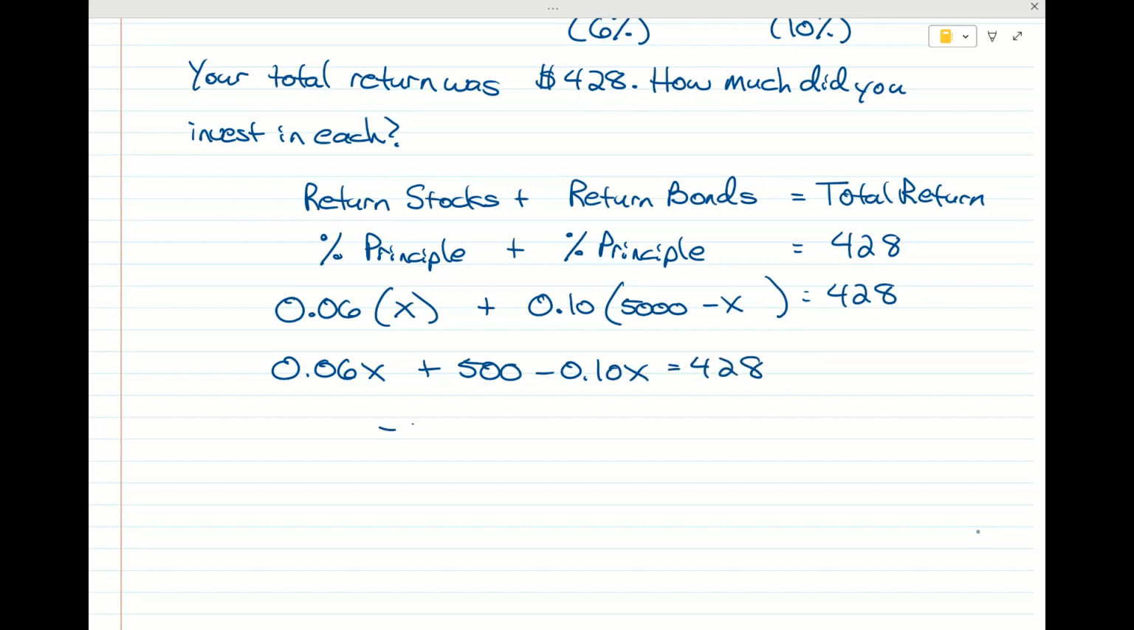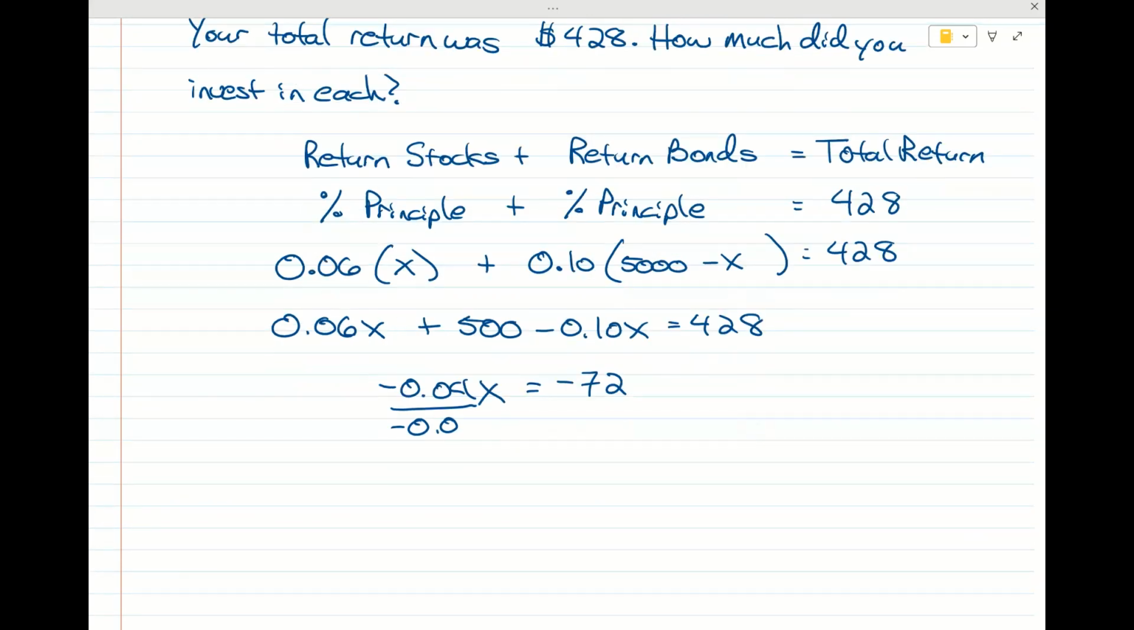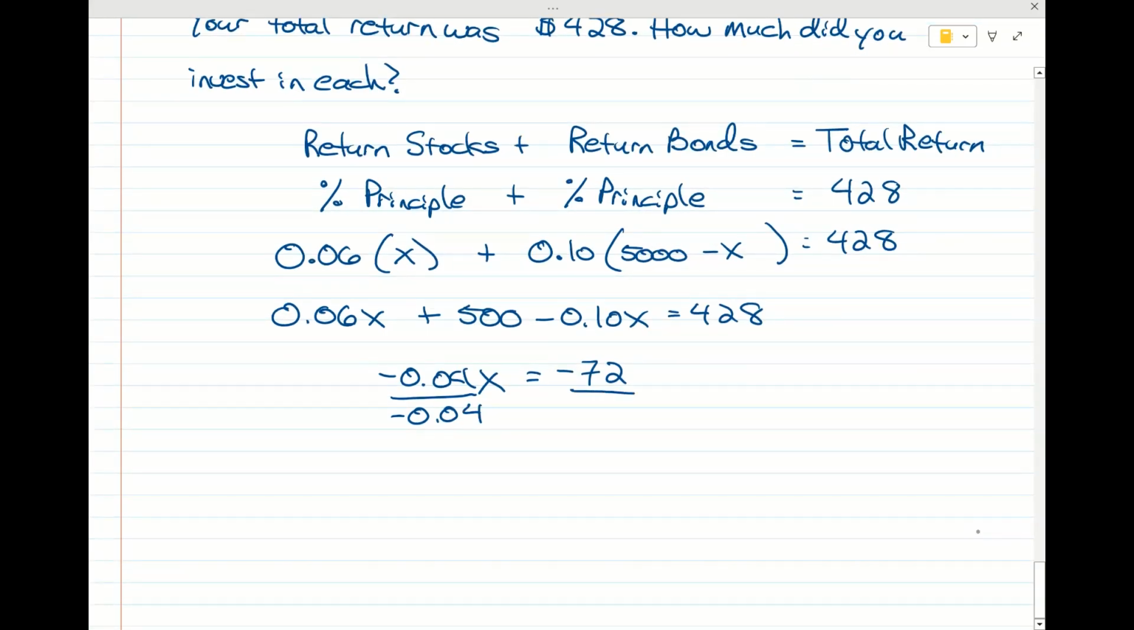Combine our like terms. Bring the 500 over. And then divide by negative 0.04. And that gives us a balance for stocks of $1,800. And remember, bonds would be however much is left over when we subtract that from 5,000. So 5,000 minus 1,800 is $3,200.